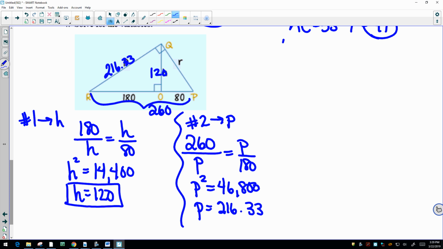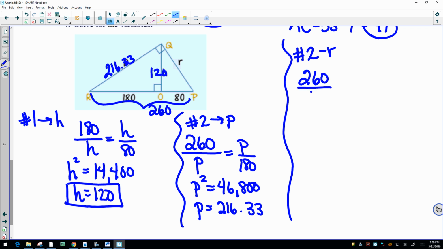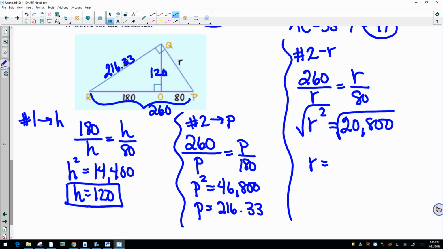Now to find R, you could do 2 things. You could do Pythagorean theorem. We're going to do another picture 2, just so we have practice here. And again, we're doing picture number 2 because we have it on the leg, the outside leg. So again, hypotenuse over the leg equals the leg over the part of the hypotenuse that touches that leg. So the part of the hypotenuse that touches that leg is 80. Okay, because now, again, notice that's going to make up that triangle. So we're always thinking similar triangles here. Okay, so if we cross multiply, we get R squared is equal to 20,800. And again, if we square root both sides, we're going to get a decimal, so we're going to round: 144.22.